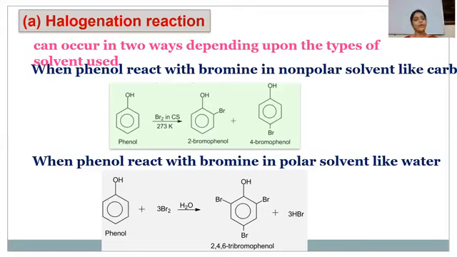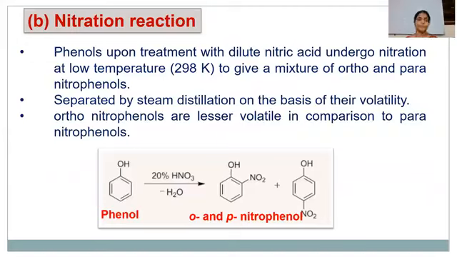For example, in the reaction of phenol with bromine, when it is carried out in carbon disulfide at lower temperature, two products are possible, 2-bromophenol or 4-bromophenol. When the same reaction is carried out in water or polar solvent, then all the three electron rich positions are brominated and 2,4,6-tribromophenol is formed as the product.